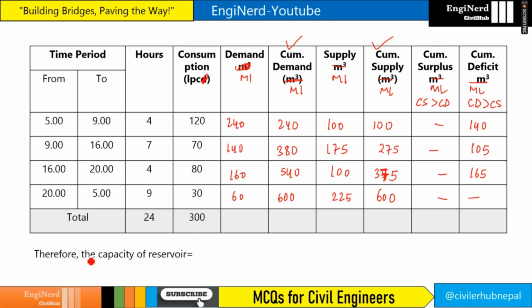So here the capacity of the reservoir is found out by the formula maximum cumulative surplus plus maximum cumulative deficit. So in this case, total supply and total demand is not used because they are equal, right? So maximum cumulative surplus is nothing, right? So 0, and maximum cumulative deficit is 165, right? So our answer will be 165 million liter.